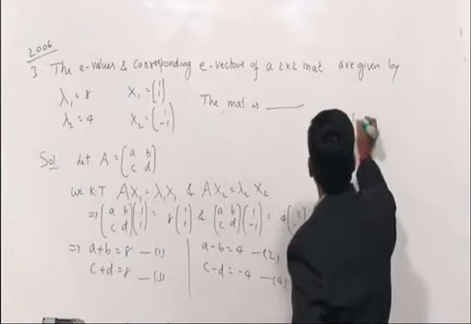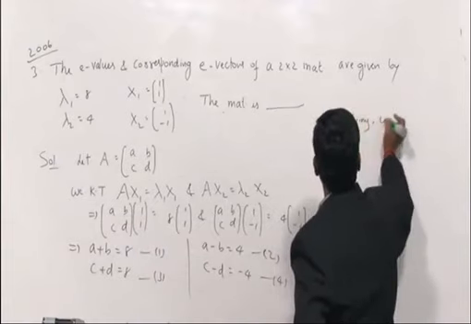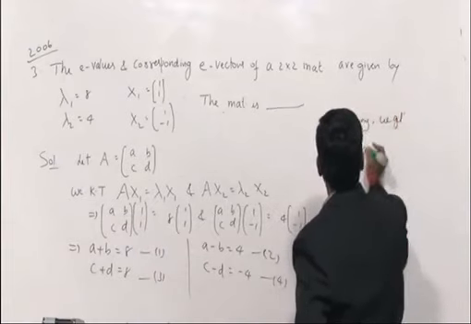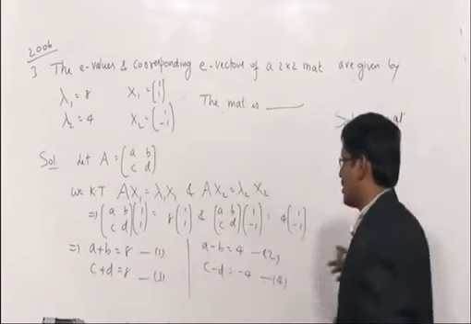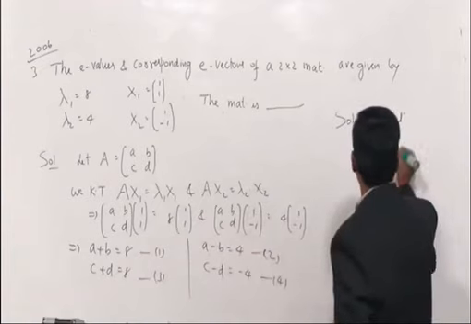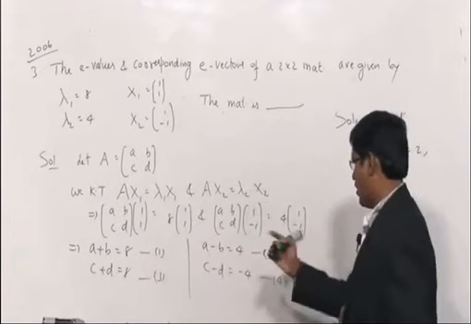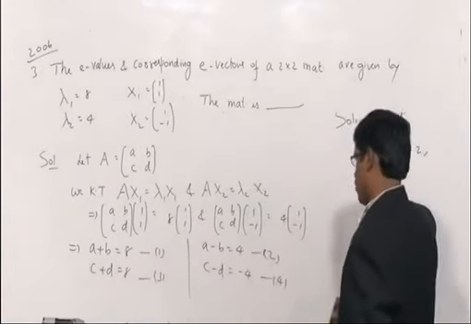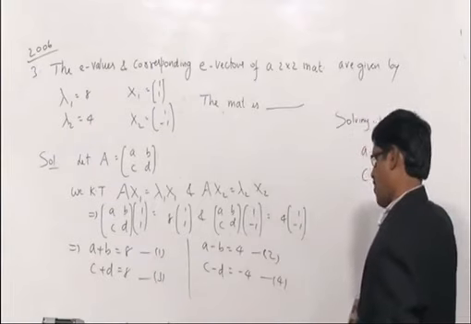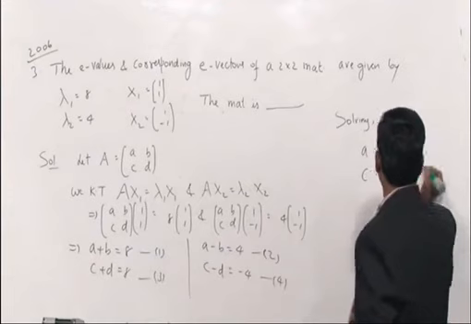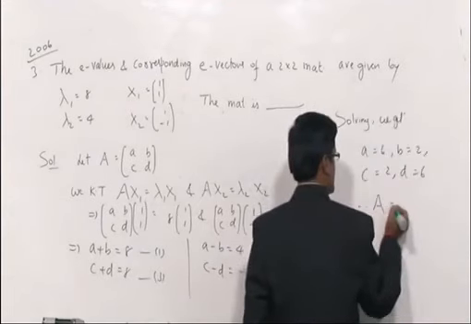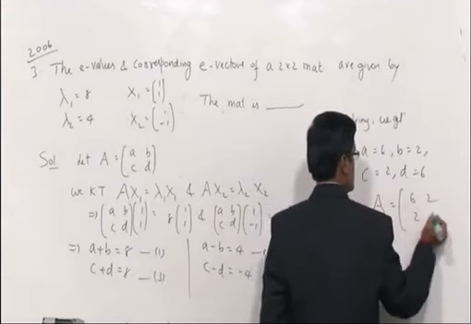Solving, we get A is equal to 6. That is just adding, 2A is equal to 12, A is equal to 6, then B is equal to 2. And here also, 2C is equal to 4, C is equal to 2, D is equal to 6. Therefore, the matrix is 6, 2, 2, 6.